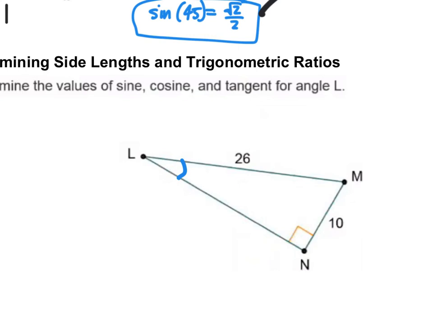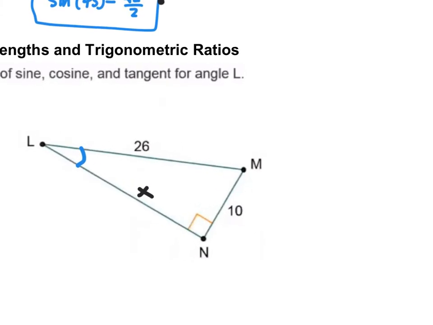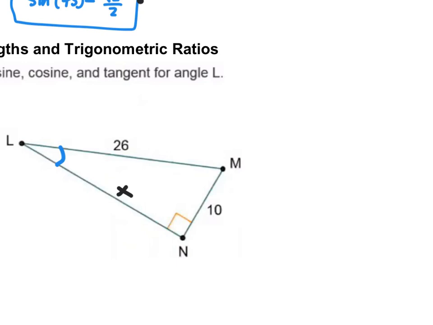But what I want to figure out real quick is, I know that this length is 10, I know this length is 26, but I don't know what this length is here. I'm going to call this x. And the way I would figure that out, if I have two sides of a right triangle, I have a friend, and his name is Pythagoras. So what I'm going to do real quick is figure out what x is.